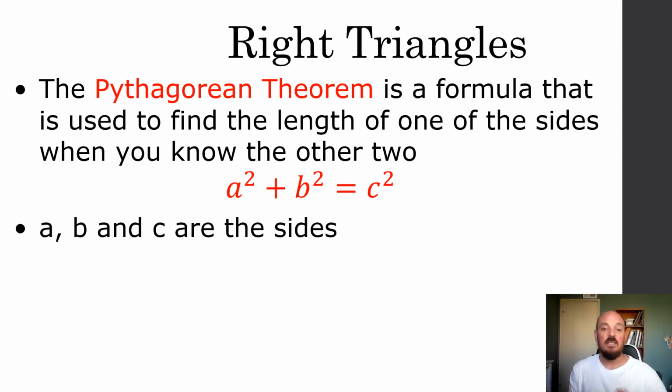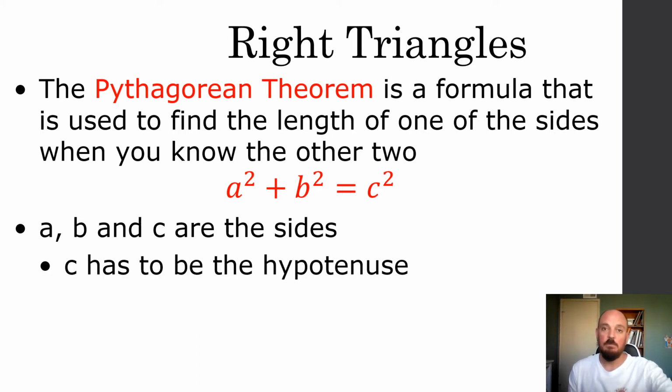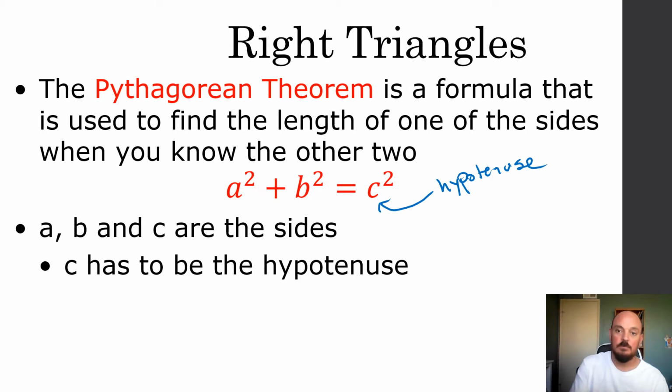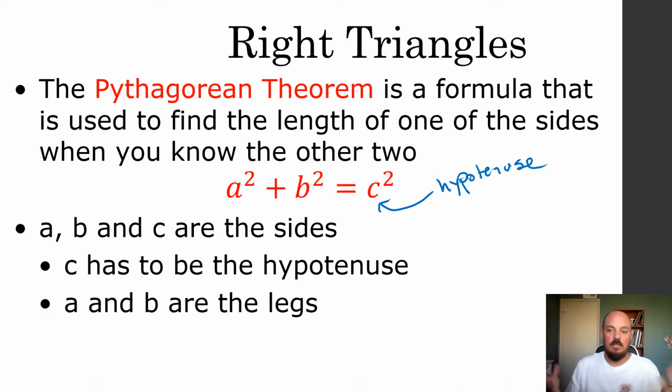Now, a, b, and c are the sides of the triangle, and the one thing that's really, really important for the Pythagorean theorem is that the c has to be the hypotenuse. So anytime you're using the Pythagorean theorem, make sure you put the hypotenuse over here. Now, a and b are the legs, in either order. It's not like one has to be a and one has to be b. They are the legs. Put either one in either spot is fine.